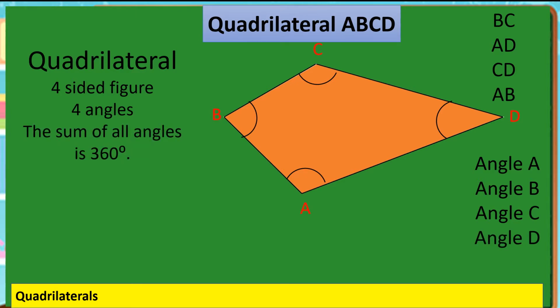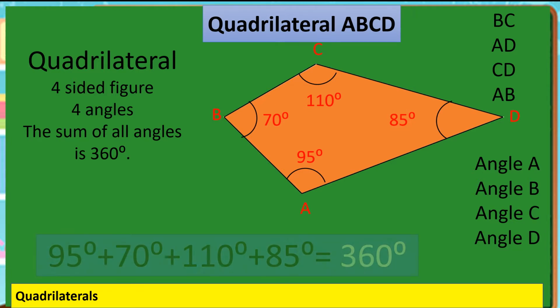And always remember that the sum of all angles is equal to 360 degrees. So therefore, if we add all those angles or interior angles of the given quadrilaterals, the sum is equal to 360. Katulad ng, kung si angle A ay 95, 70 degrees si angle B, 110 degrees si angle C, 85 degrees si angle D, therefore, 95 plus 70 plus 110 plus 85 degrees is equal to 360 degrees.